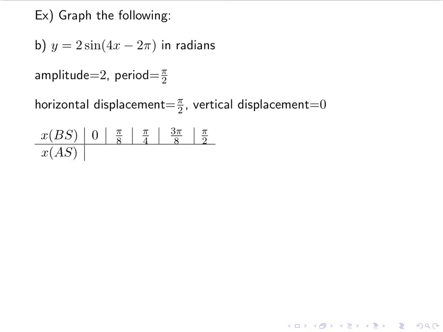So now we will have after shift values. So again, we're going to start with these numbers, and then we're going to add our horizontal displacement. So we're going to add pi over 2 to each of these guys. So our first value is 0 plus pi over 2, which is pi over 2. And then pi over 8 plus pi over 2 is 5 pi over 8. Remember, pi over 2 is 4 pi over 8. So pi over 8 plus 4 pi over 8 is 5 pi over 8. Pi over 4 plus pi over 2 gives me 3 pi over 4. 3 pi over 8 plus pi over 2 gives me 7 pi over 8. And then my last one is pi.